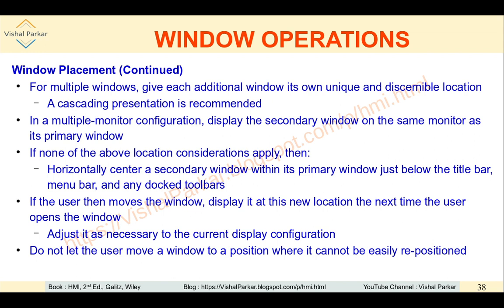Lastly, do not let the user move a window to a position where it cannot be easily repositioned. A constraint may be required so that the user is not able to move it altogether to such a location.